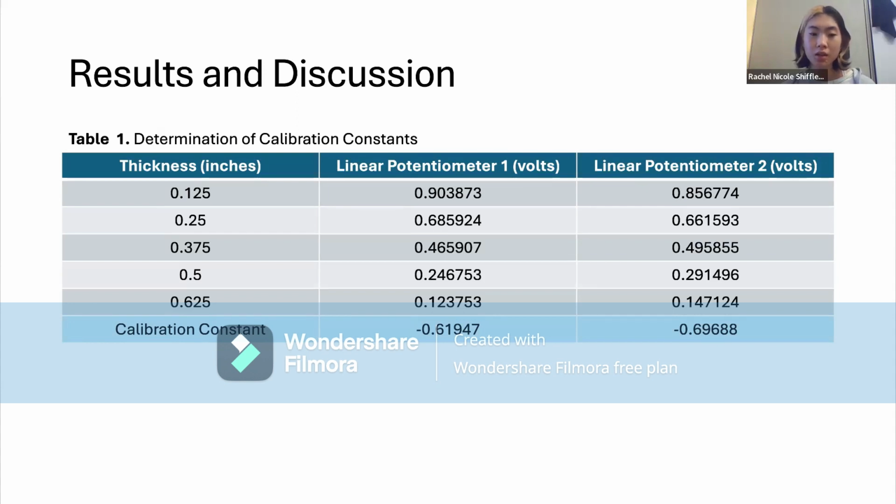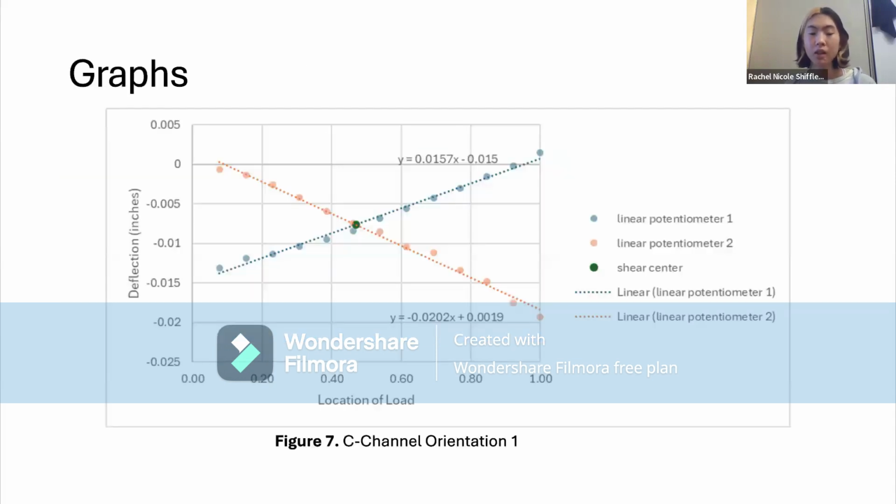The calibration constant for the first linear potentiometer is about negative 0.61947 inches per volt, and the calibration constant for the second linear potentiometer is about negative 0.69688 inches per volt. The location of the load is the location with respect to the left side and is non-dimensional. The deflection was determined based on the voltage from the linear potentiometer multiplied by the calibration constants found previously.